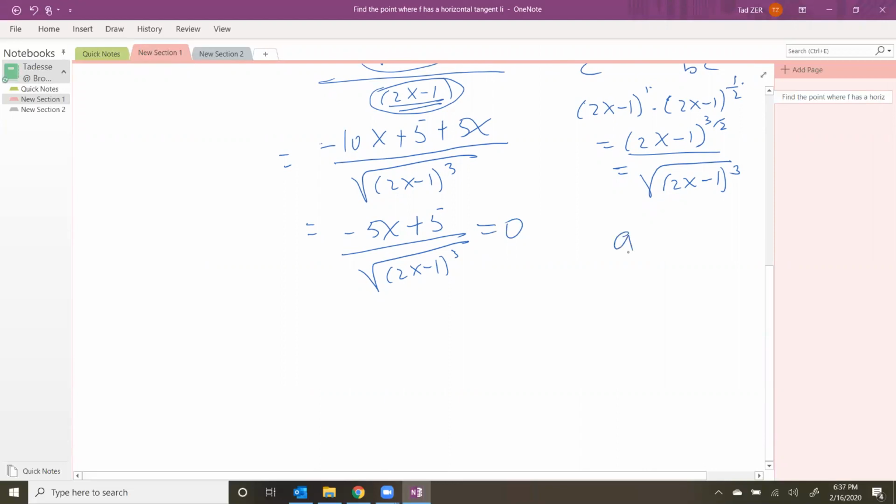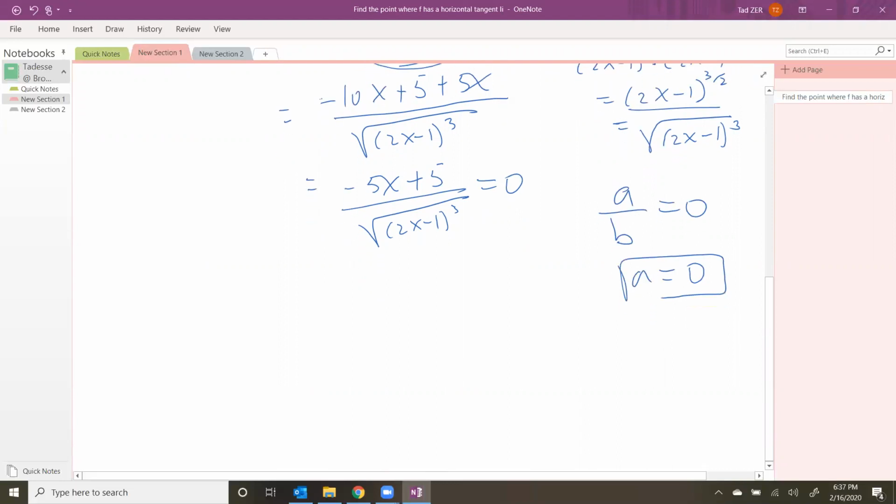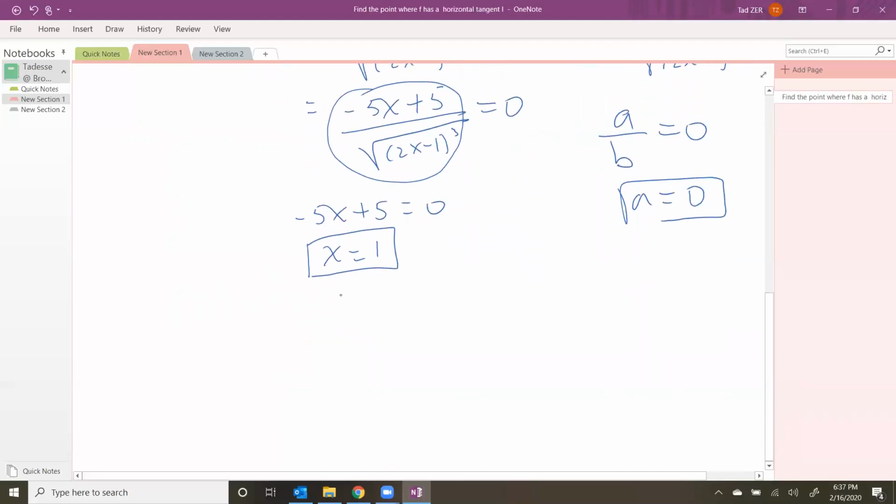Now, again, if you have a fraction a over b equal to 0, the only possibility is that the numerator must be 0. So if this fraction is 0, negative 5x plus 5 must be 0. This is a linear equation. Add 5x or subtract 5 from both sides, whatever you want. So the value of x will be 1. So x is 1.